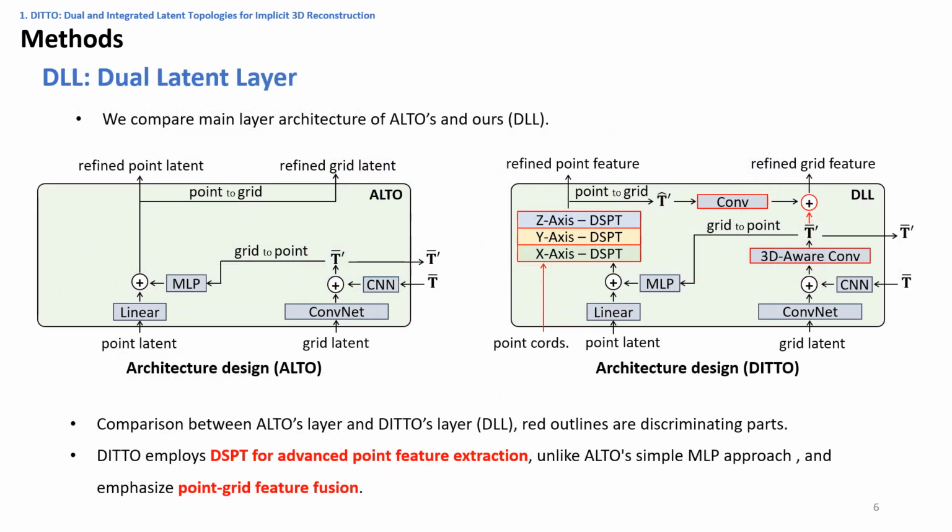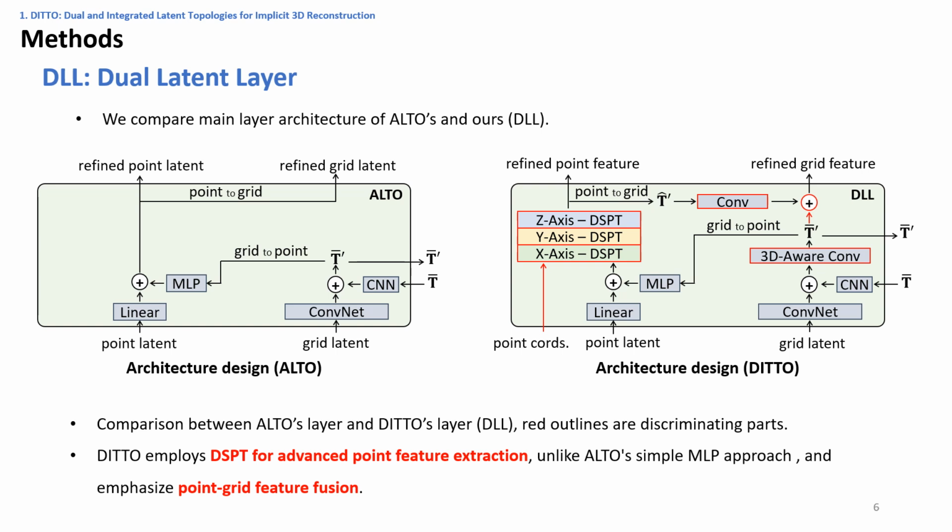On this page, we will explain the details of our proposed DLL module and compare it to the ITTO baseline module. The ITTO module refines both given grid and point latent. The grid latent is updated using convolutional network and then projected into the point latent space. Both given and projected point latents are updated using linear layers and subsequently fused together. The fused point latent is then projected back into the grid latent space.